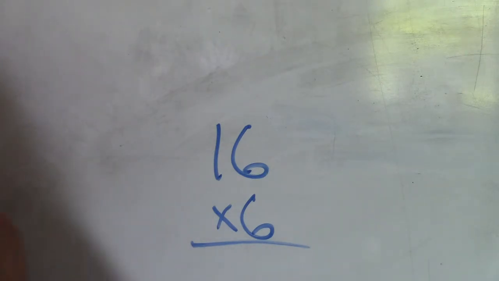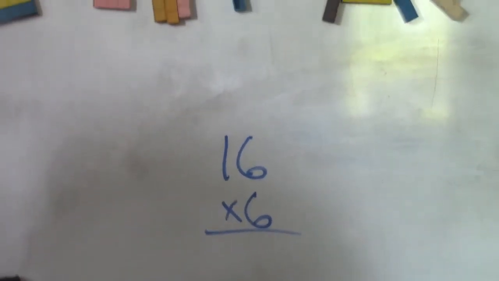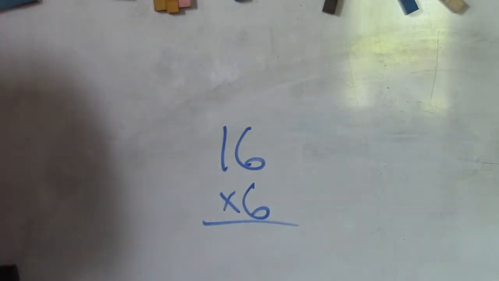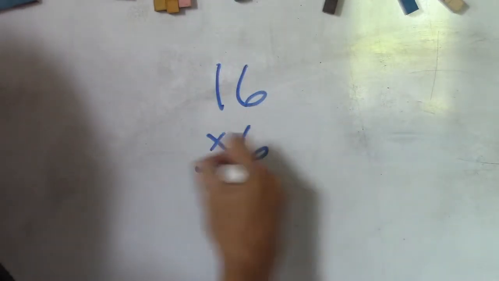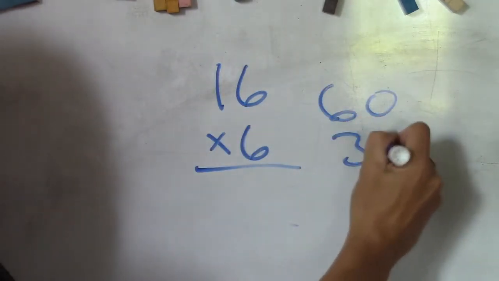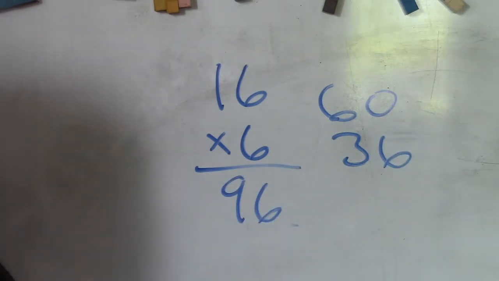Like I said, we've been playing blocks long enough that he's looking at blocks in his brain, I hope. Aren't you? Well, sort of. A little bit. Alright, give me an answer. 96. You're correct. 16 times 6 is 60 and 36, right? 96. Yep. Alright. One more time.